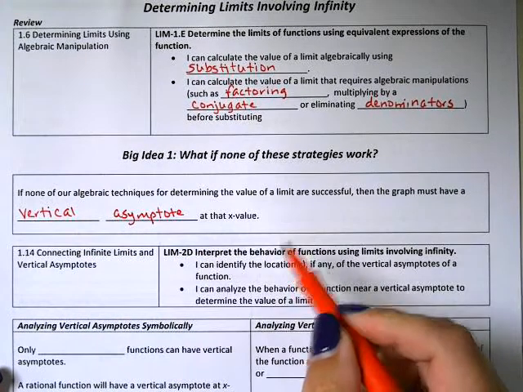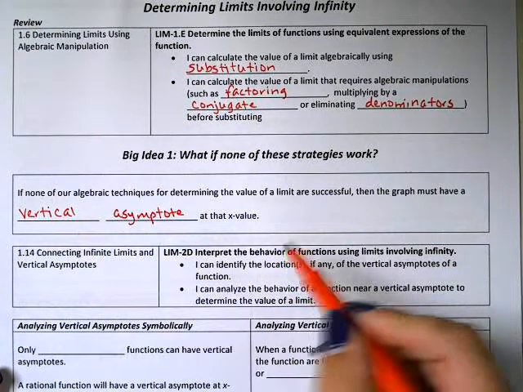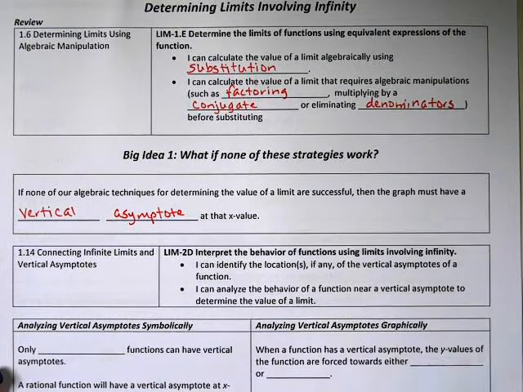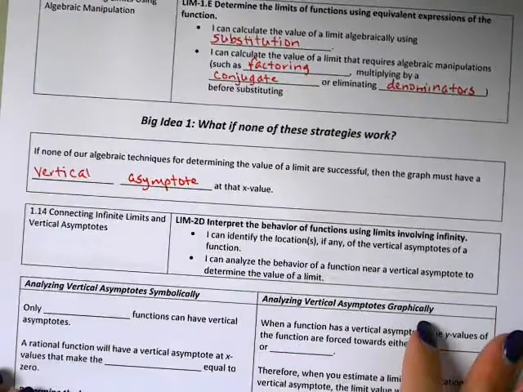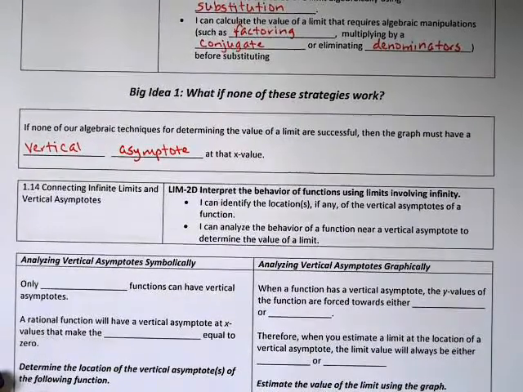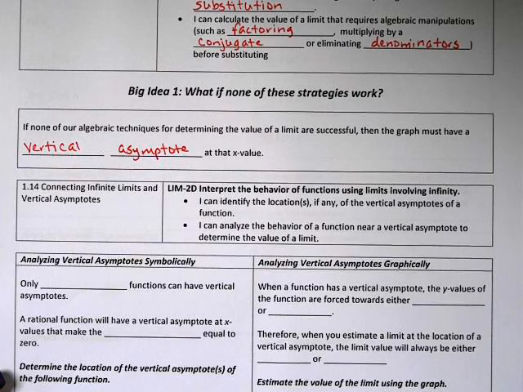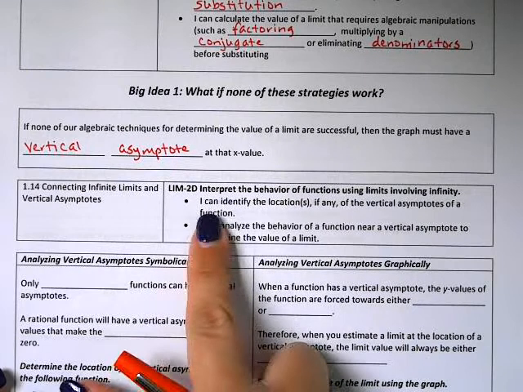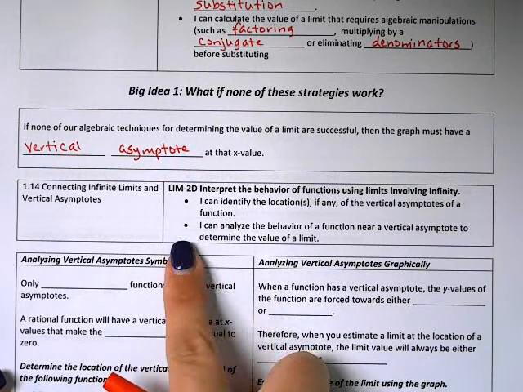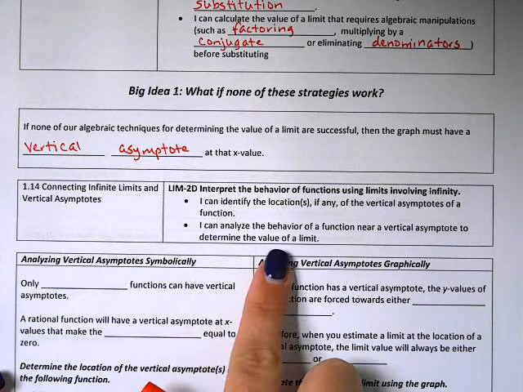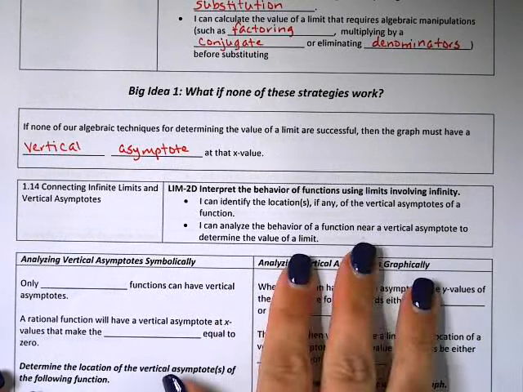And we've talked a little bit about vertical asymptotes so far, where I gave you guys a graph and you had to describe the limits on either side, and we talked a little bit about what happens there. But now we're going to look more closely at what's happening when I give you a function instead of the graph. So here's another one of our learning targets, 1.14. So I can identify the locations of vertical asymptotes. I can analyze the behavior of a function near a vertical asymptote to determine the value of a limit. So this is what we're really going to be focusing on for the first part of the video.